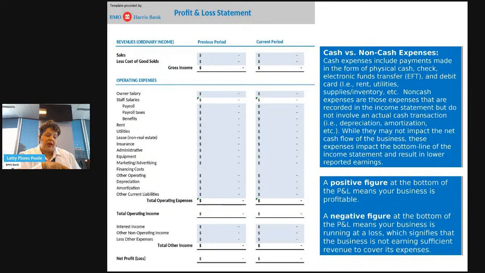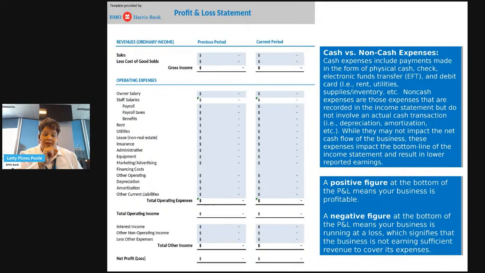A few other items that we said here: a positive figure at the bottom of your profit and loss means that your business is profitable, right? If there's a negative figure at the bottom of your profit and loss, it means your business is running at a loss, which signifies that the business is not earning sufficient revenue to cover its expenses.